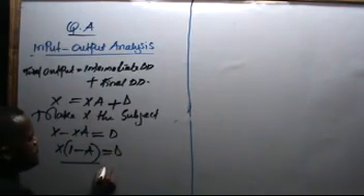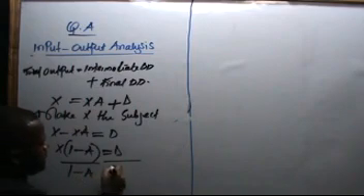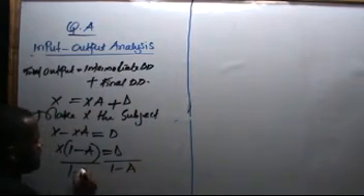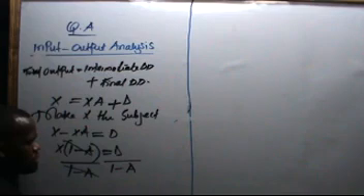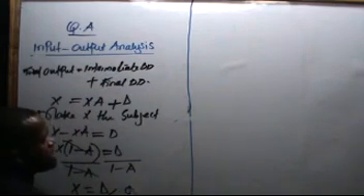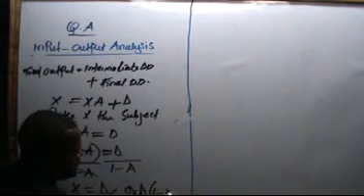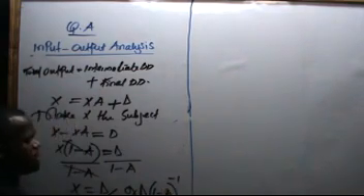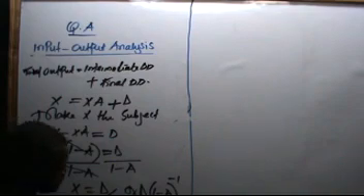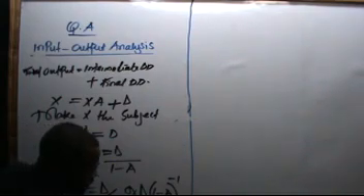From there, if you need X, you divide both sides by 1 minus A, and this one will cancel out. So X will be equal to D over 1 minus A, which you can rewrite as (1 minus A) raised to power negative 1, meaning inverse, times D, where D is the final demand.